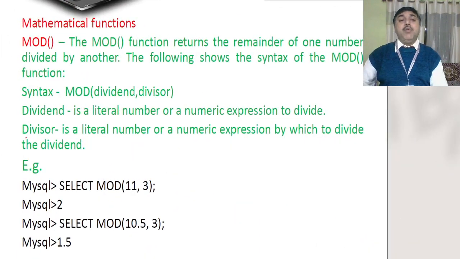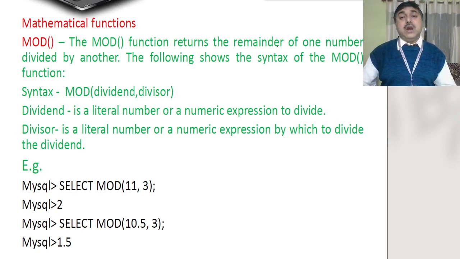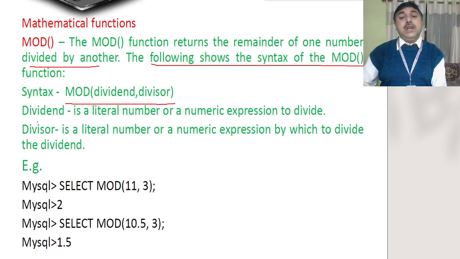Next is MOD. What is a mod function? The mod function returns the remainder of one number divided by another number. The following shows the syntax of the mod function: MOD(dividend, divisor). The dividend is a literal number or a numeric expression to divide, and the divisor is a literal number or a numeric expression by which to divide the dividend.